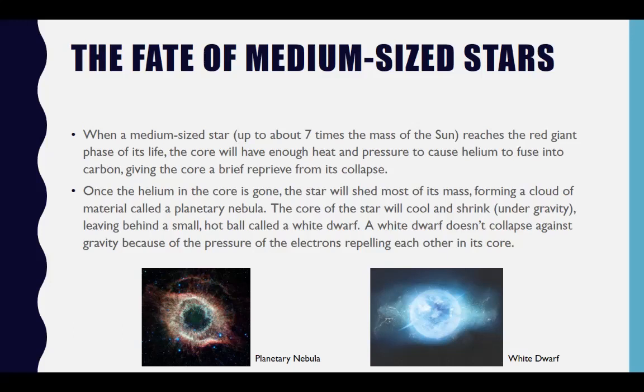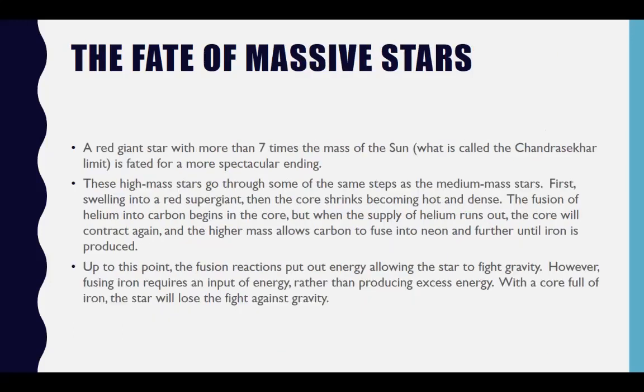However, if you go bigger, a red giant star with over seven times the mass of the sun, that limit, that seven times the mass of the sun, is what's known as the Chandrasekhar limit, is fated for a much more spectacular ending. These high mass stars go through some of the same steps as the medium mass stars, first swelling, but instead of just to a red giant, they swell to a red supergiant, and then the core shrinks, becoming really hot and dense.